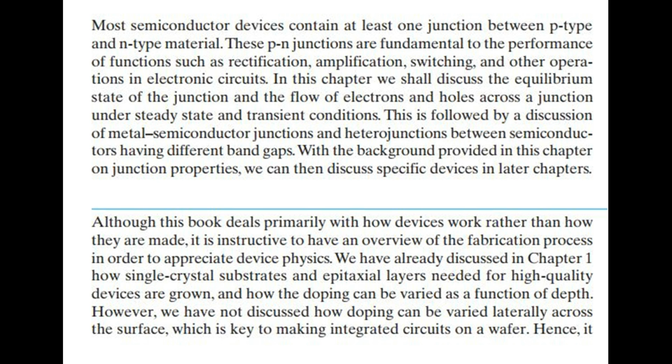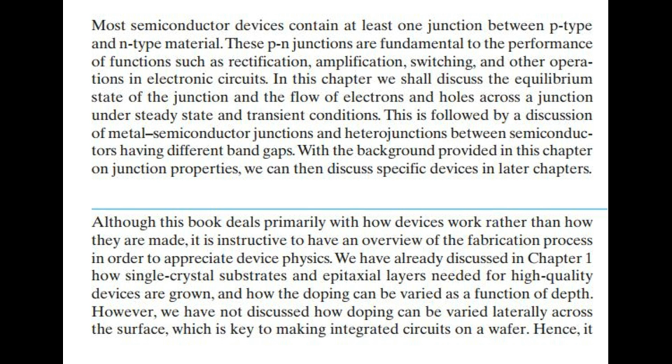This is followed by a discussion of metal semiconductor junctions and heterojunctions between semiconductors having different band gaps. With the background provided in this chapter on junction properties, we can then discuss specific devices in later chapters. Although this book deals primarily with how devices work rather than how they are made, it is instructive to have an overview of the fabrication process in order to appreciate device physics.